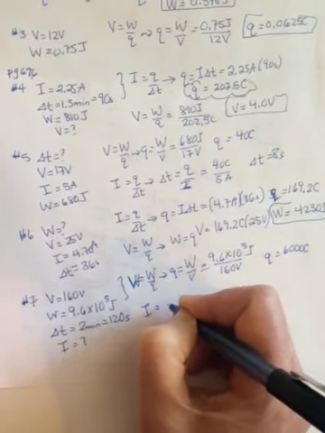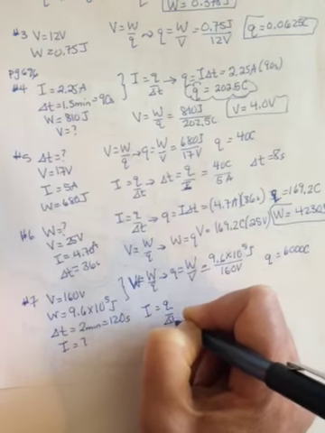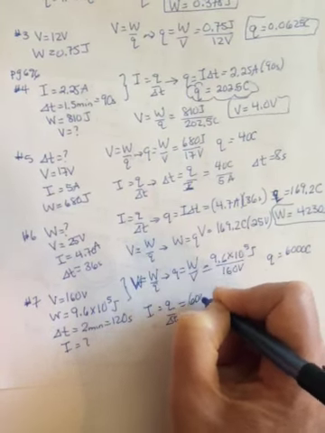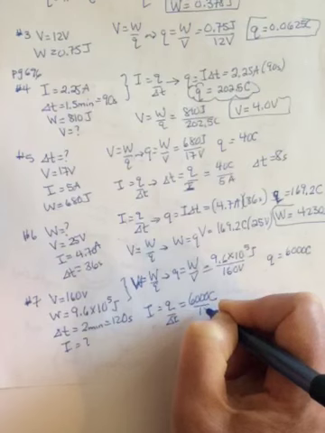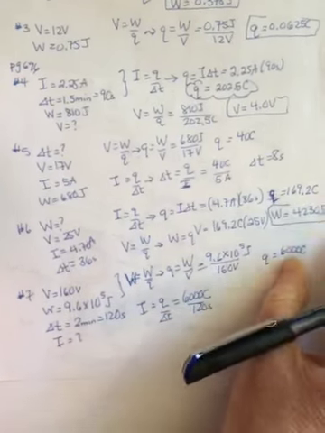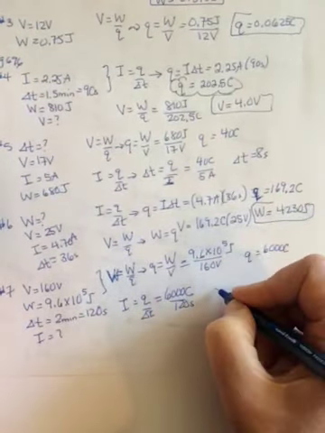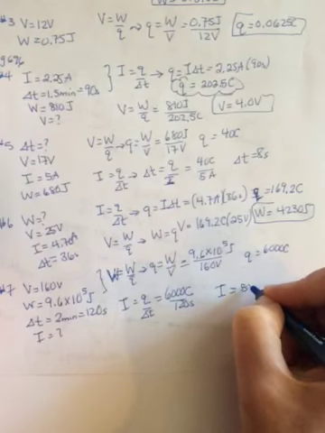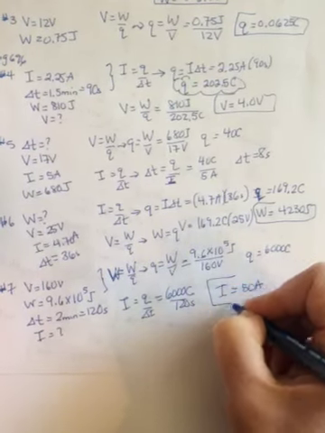Then do I equals Q over delta T. So 6,000 coulombs divided by 120 seconds, you should get a current of 50 amps. Okay, so hopefully these are pretty straightforward for you.